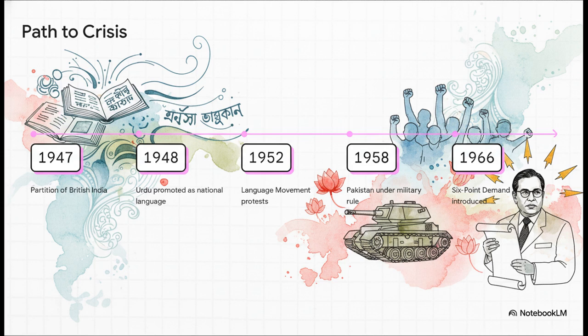It just keeps building. In 1948, the central government promoted Urdu as the national language, basically ignoring that Bangla was spoken by the majority. This directly sparked the 1952 language movement, which was a huge turning point for Bengali nationalism. Fast forward to 1958, and Pakistan comes under military rule, shutting Bengalis out of power even more. All of this cultural disrespect and political exclusion laid the groundwork for 1966, when Bengali leader Sheikh Mujibur Rahman introduced his famous six-point demand. He was calling for sweeping federal autonomy and self-rule for East Pakistan.